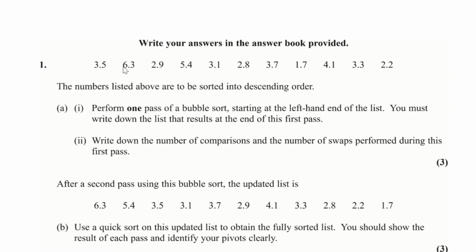Question number 1. We have a list of numbers shown here, and this list of numbers is to be sorted into descending order. For part A, we have to perform one pass of a bubble sort, starting at the left-hand end of the list. You must write down the list that results at the end of this first pass, and with that we have to write down the number of comparisons and the number of swaps performed during this first pass.